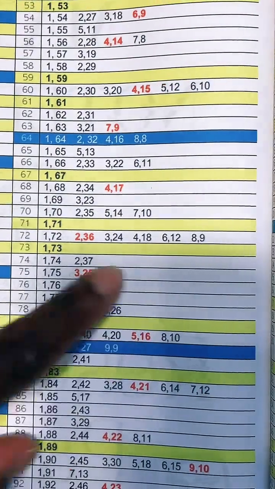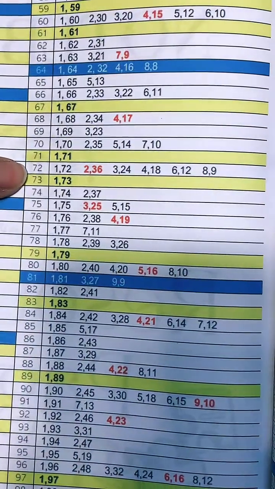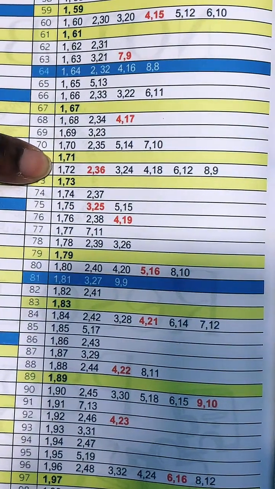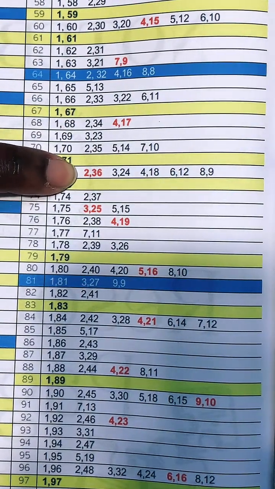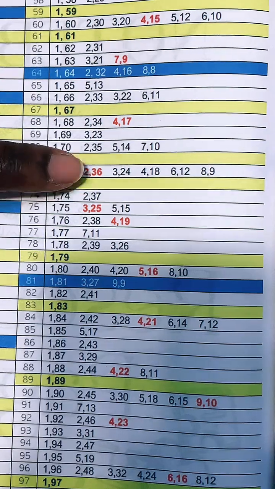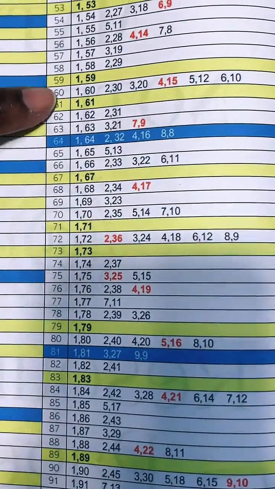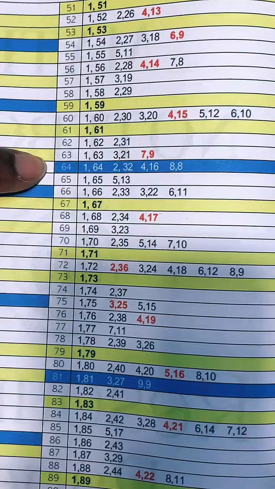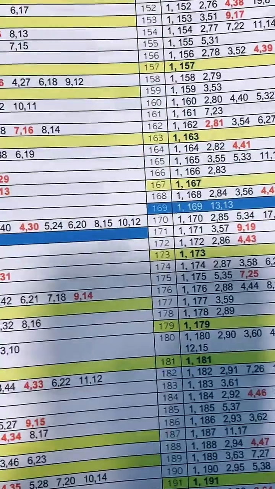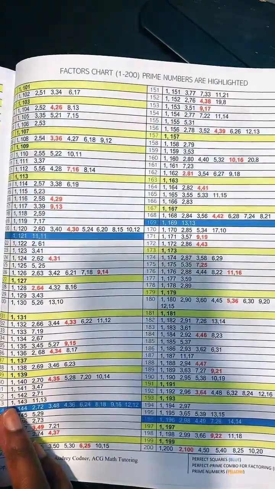If I want to find the factors of, I don't know, 72, I can come here to 72, and I have all the factors of 72 right at my fingertips. This helps especially if you need to break down radicals. This is your perfect prime combination. What's in yellow is your prime numbers. What's in blue is your perfects. And I have this from 1 to 200. So this is really geared towards kids from 7th grade all the way to adults.